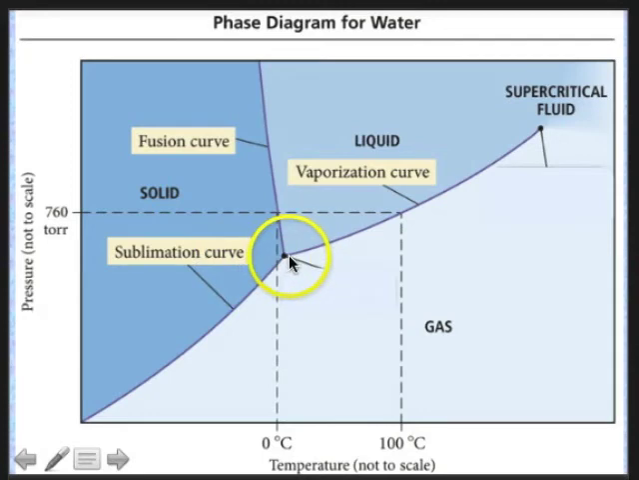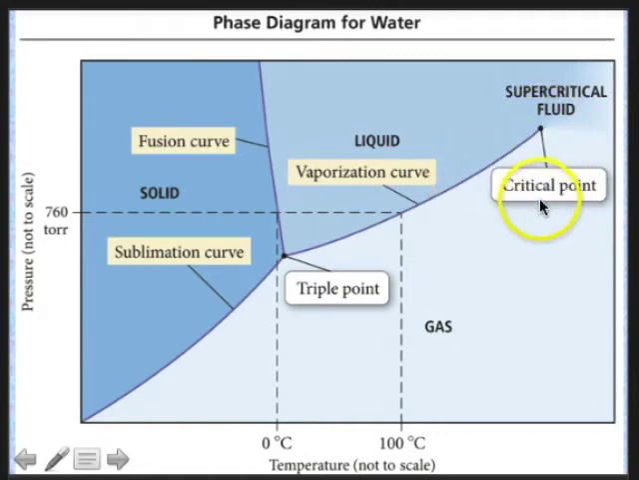Now, there is a point where the three phases are in equilibrium, and that's called the triple point. It's right there where the three boundaries meet. And at that pressure and temperature, all three phases of water, in this case, would coexist. There's also, if you follow the vaporization curve all the way up, you get to the end of it, and it's called the critical point. We'll show you what that means in a little bit, but it's where the liquid becomes supercritical, and the boundary between the gas and the liquid disappears.